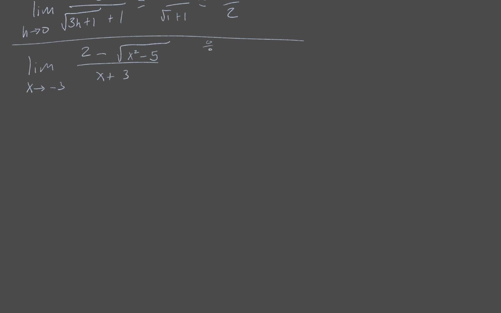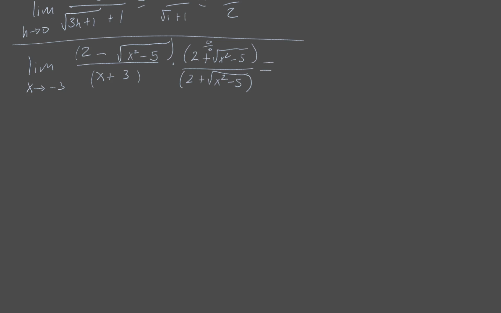And how do I want to do that? Well, I'm going to multiply. I'm going to clear out that numerator. We're going to multiply that numerator by 2 plus the square root of x squared minus 5, divided by 2 plus the square root of x squared minus 5. We'll multiply top and bottom by the same thing, so nothing changes. We can write down equality.